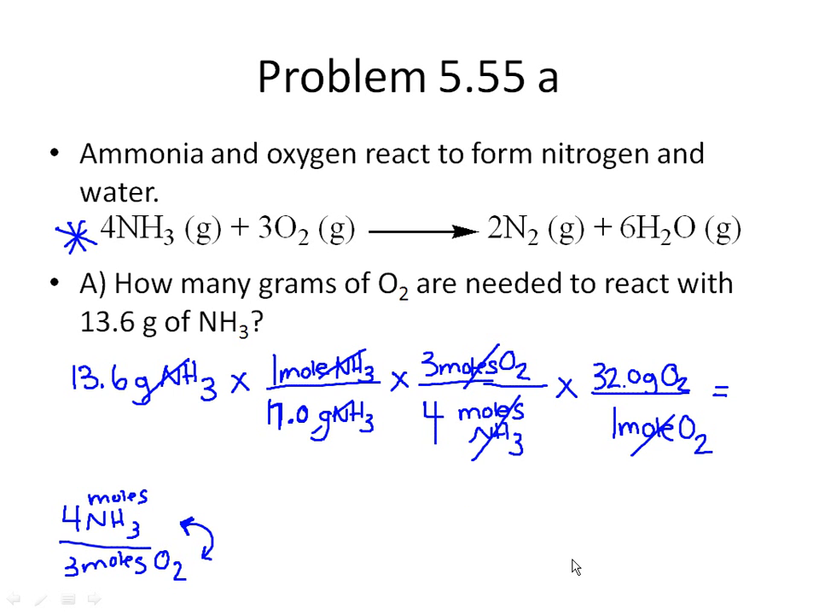Okay, so if we take 13.6 times 3 times 32 divided by 17 times 4, we should get about 19.2 grams of oxygen. I hope this helps while you're working your mastering homework.